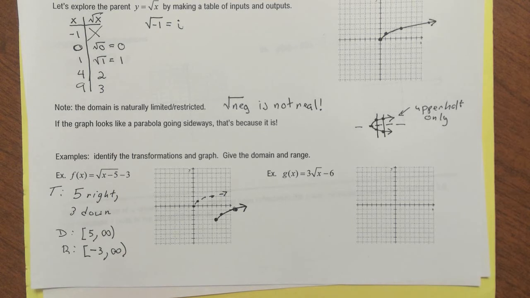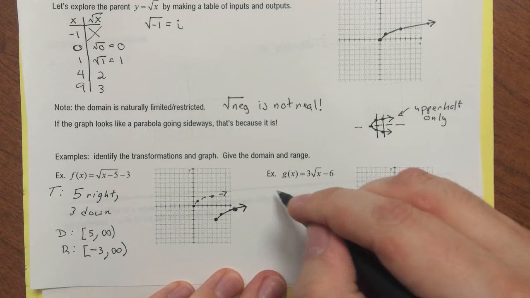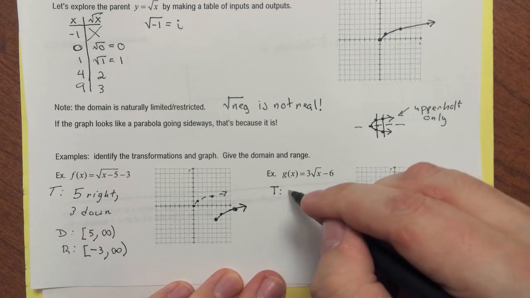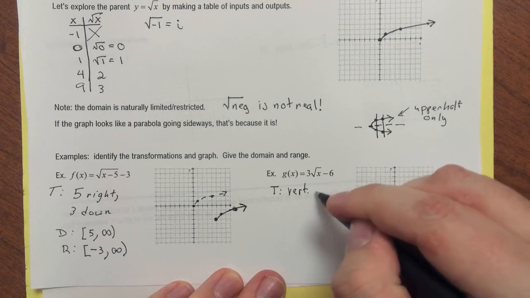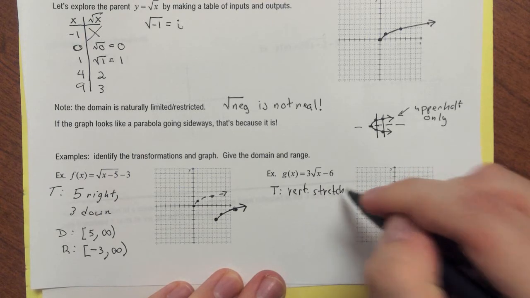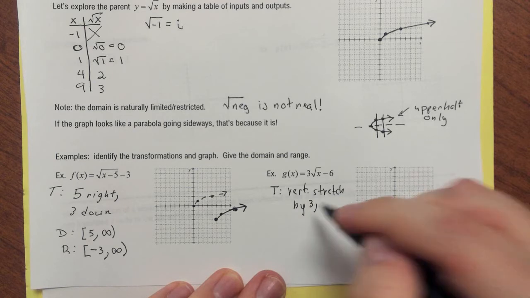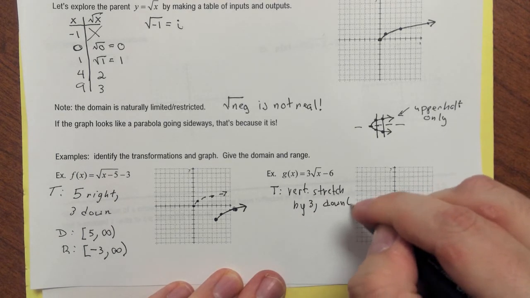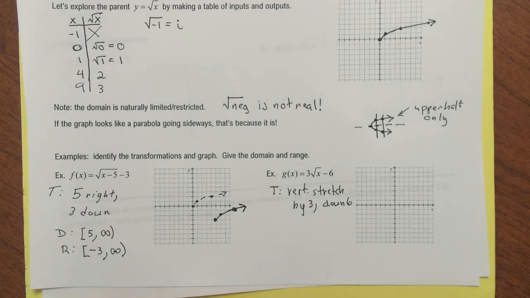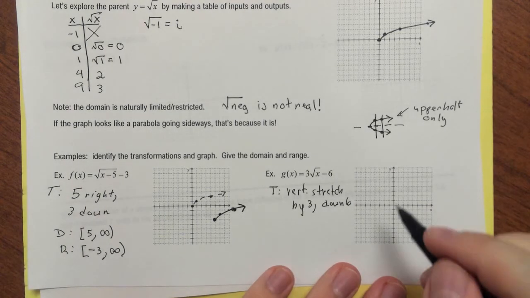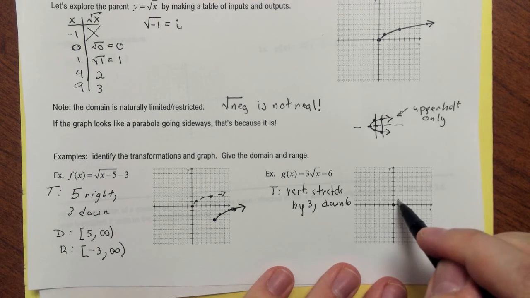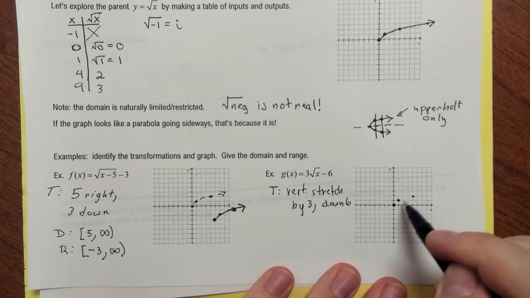How about the next example? Here, what are my transformations? Well, I see two things that are different from just having the square root of x. There's a 3 in front, which means I have a vertical stretch by 3. And the minus 6 at the end means I go down 6. So again, I can plot the parent function. Might be helpful. 0, 0, the square root of 1 is 1, the square root of 4 is 2.